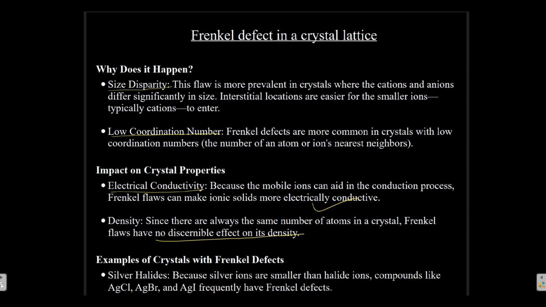Now, some examples can be silver halides: silver chloride, silver bromide, silver iodide. The reason for that is, in this case, anions are very large and cations are very small. These are the examples of a Frenkel defect. Okay, now let's move forward to the derivation of the Frenkel defect. So let's see the derivation.